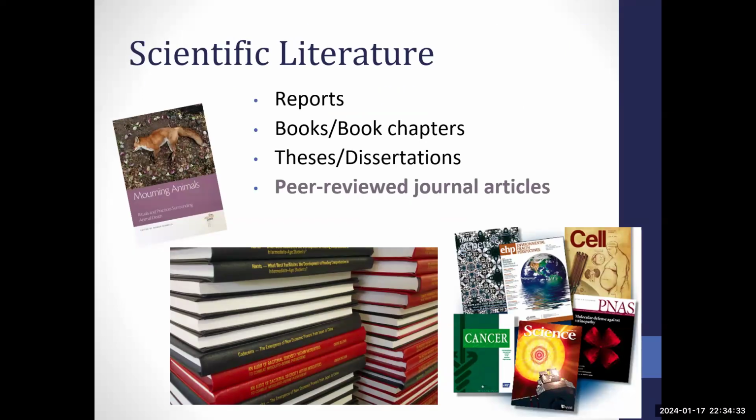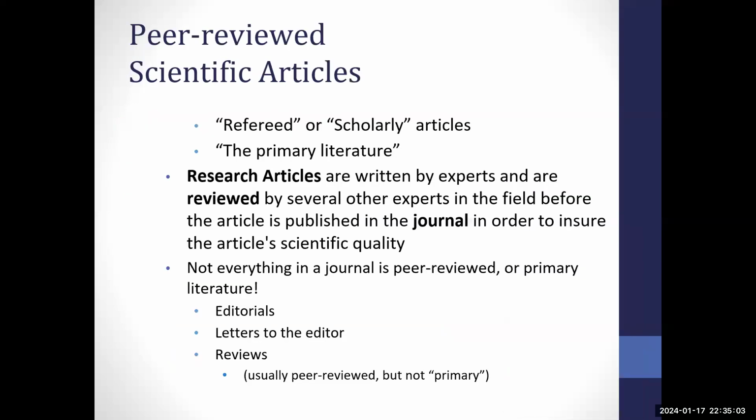In this class, we want to look to the scientific literature that's actually written by scientists. These can include reports and books, textbooks, or books that are written on specific topics. These can include theses and dissertations, which are usually a culminating project for a master's or a PhD student. But really, we're looking the most in this class at peer-reviewed journal articles. Now, I've talked about peer-reviewed scientific articles for about 5 minutes now. So let's define what they really are.